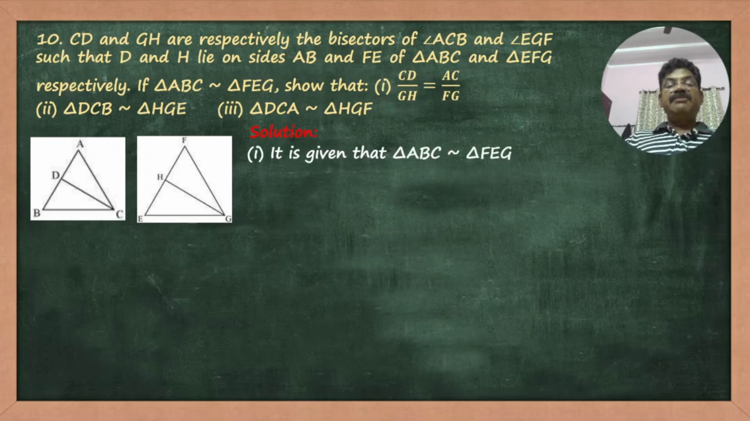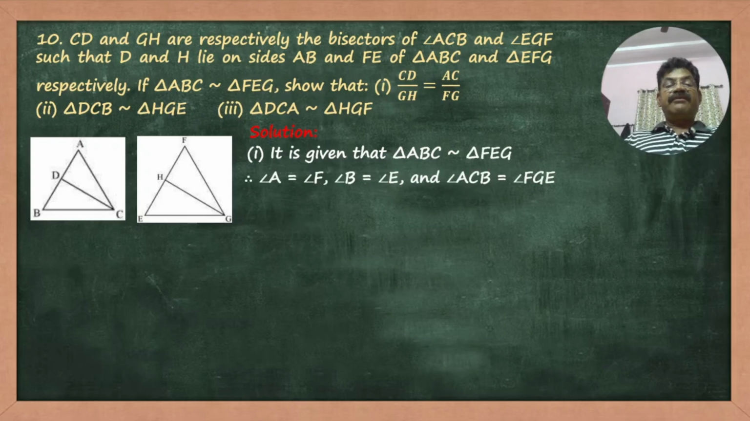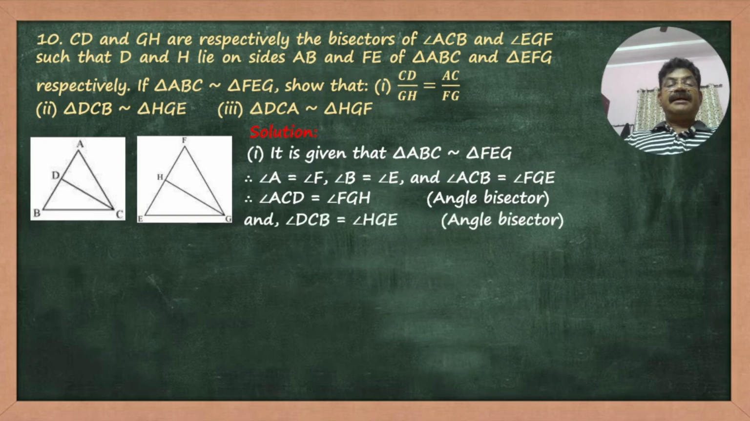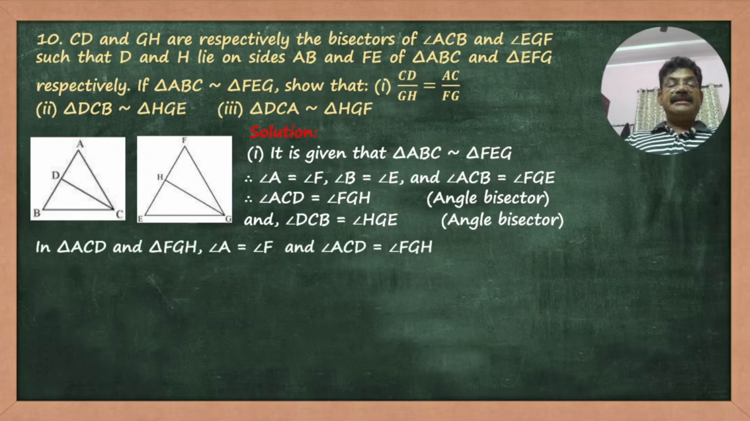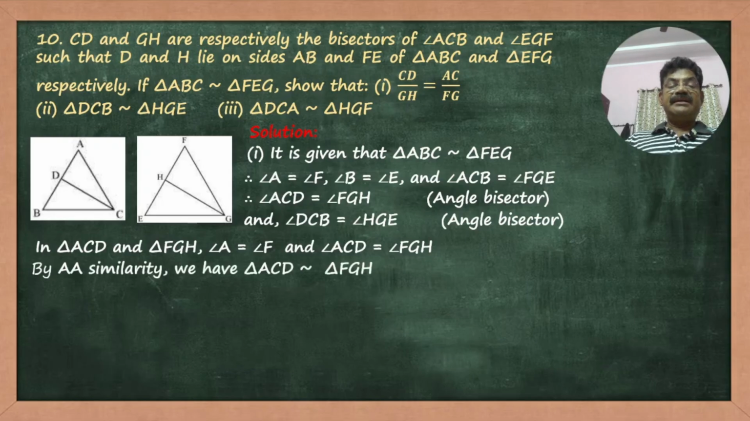It is given that triangle ABC is similar to triangle FEG. Therefore, the corresponding angles are equal. Angle A is equal to angle F, angle B is equal to angle E, and angle ACB equals angle FGE. Therefore, angle ACD equals angle FGH because they are bisected angles. Similarly, angle DCB equals angle HGE, for the same reason. In triangles ACD and FGH, angle A is equal to angle F and angle ACD equals angle FGH. Therefore, by AA similarity, triangle ACD and triangle FGH are similar. Therefore, CD divided by GH is equal to AC divided by FG.